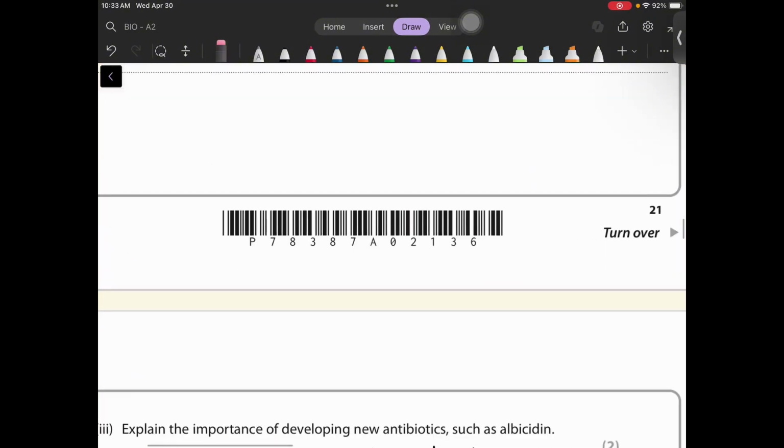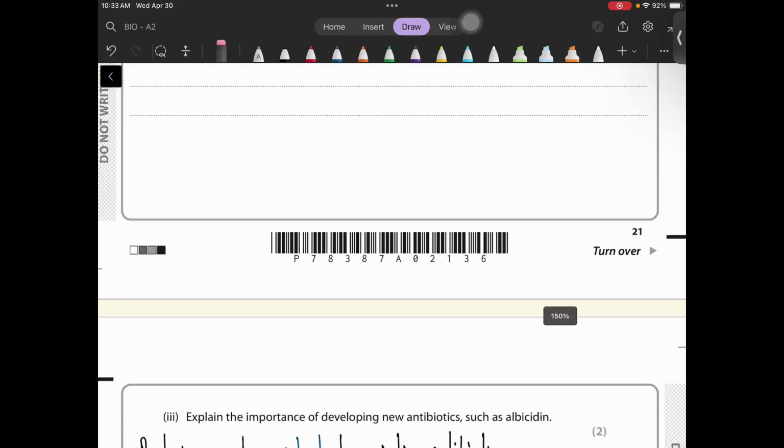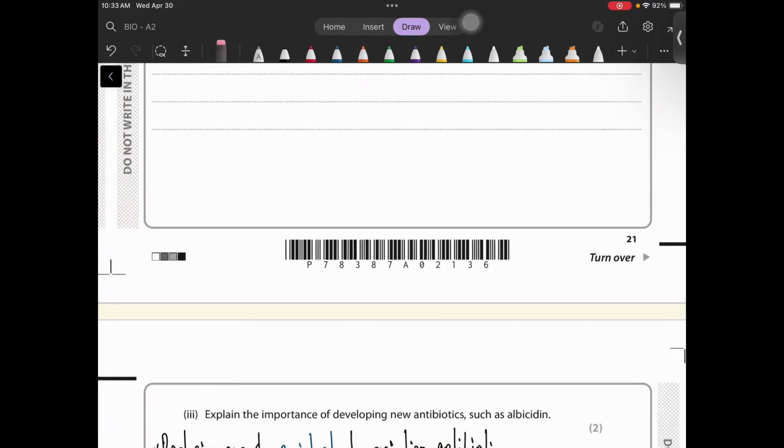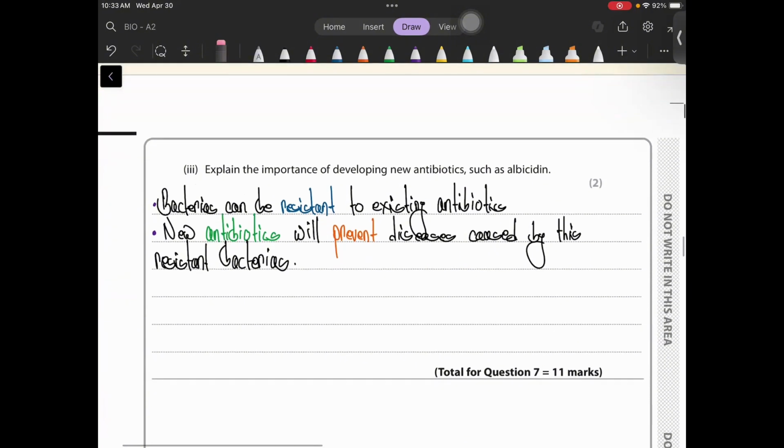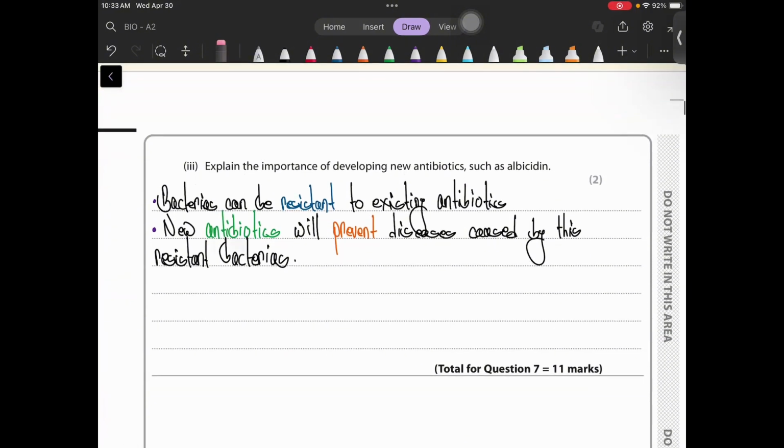Explain the importance of developing new antibiotics such as albicidin. The first thing is that pathogens, or the bacteria, are becoming increasingly resistant to our existing antibiotics, and if no new antibiotics are developed, then we could not save our patients from these deadly pathogens. This is what I've written. Moving on to the next question.